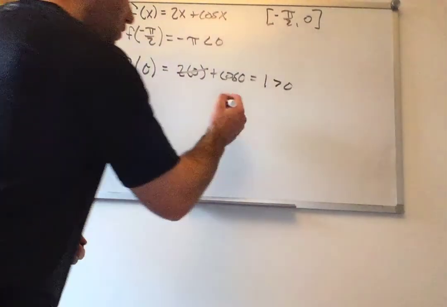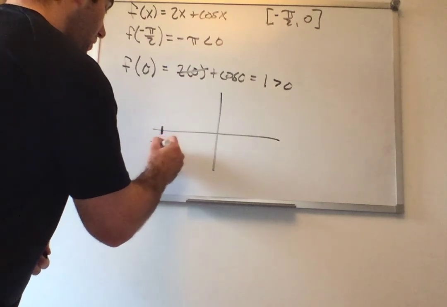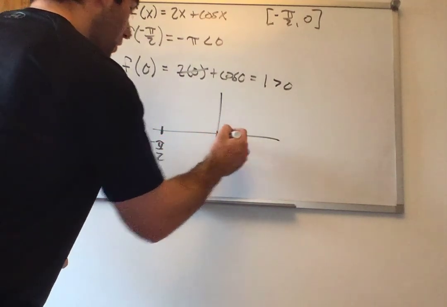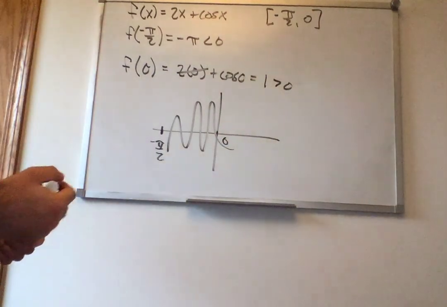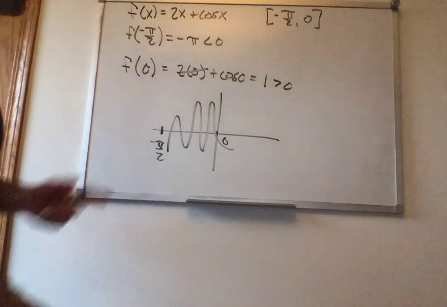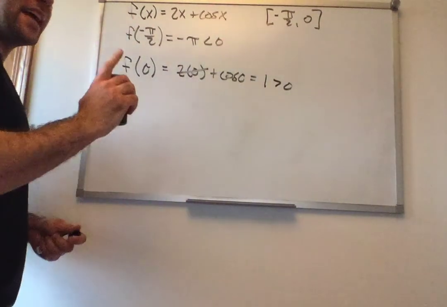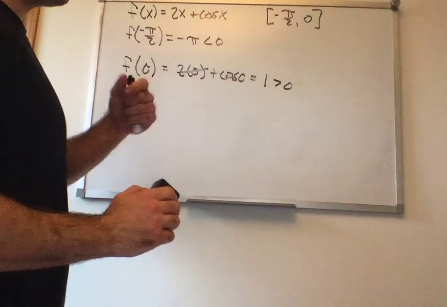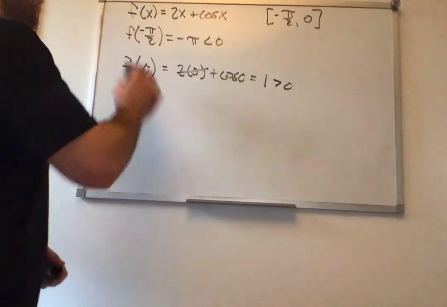Remember, it could be more than 1, because negative pi over 2, here's 0. The function could go something like that. Okay? So our job is to prove that it has exactly one 0. We know there is a 0 there. Could there be more than one?